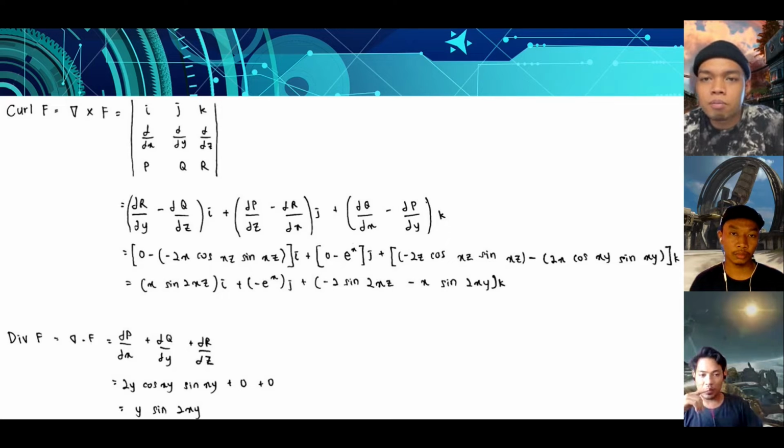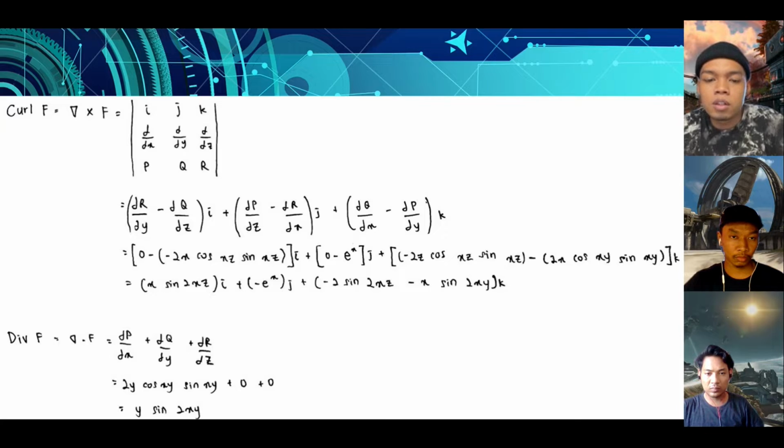So from the previous presentation, we substitute into the formula and we get the expression. And from the expression, we simplify and get x sin 2x i plus negative exponent x j plus negative 2 sin 2x minus x sin 2xy k.